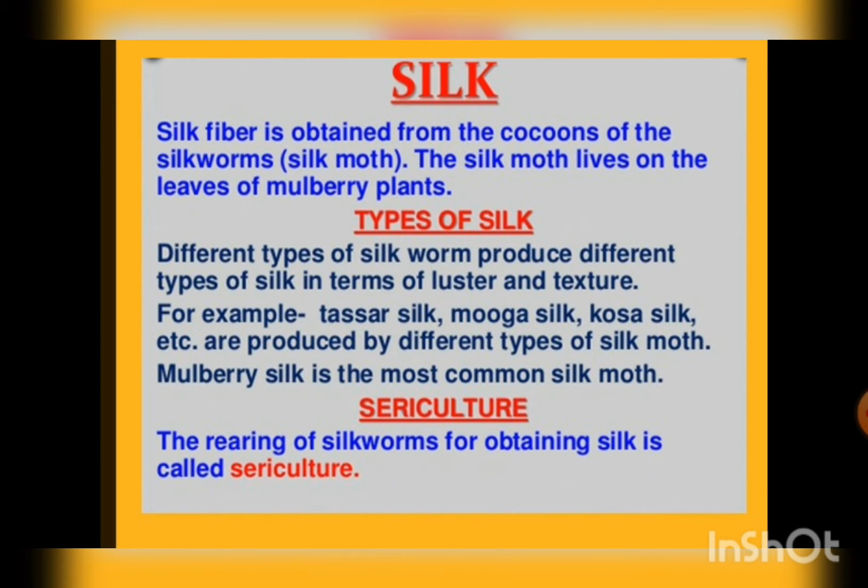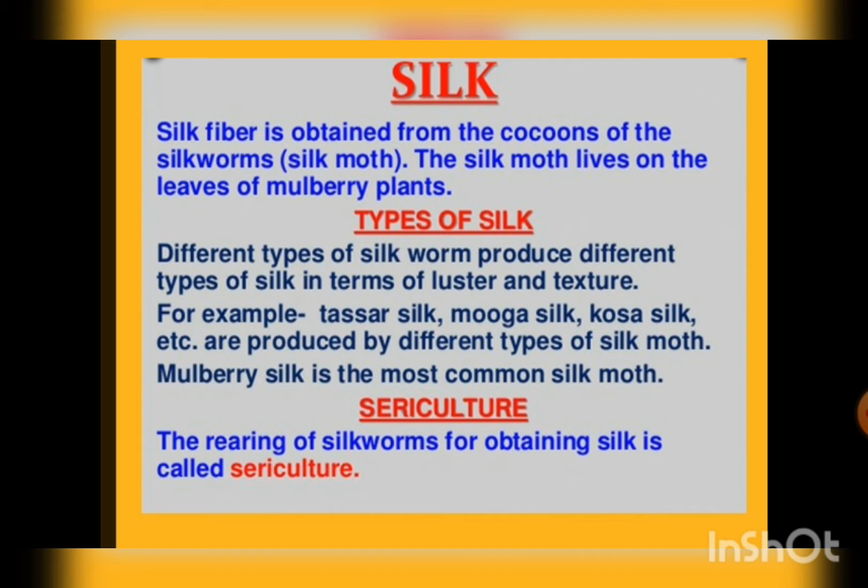The silk fiber is obtained from the cocoons of the silkworms or silk moth. The silk moth lives on the leaves of the mulberry plants. There are different types of silk. Example: tassar silk, moga silk, kosa silk, based on their luster and texture.